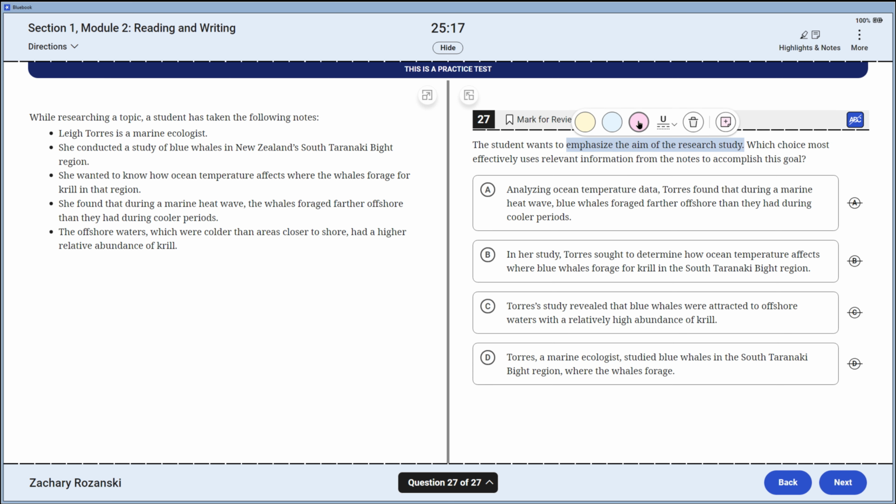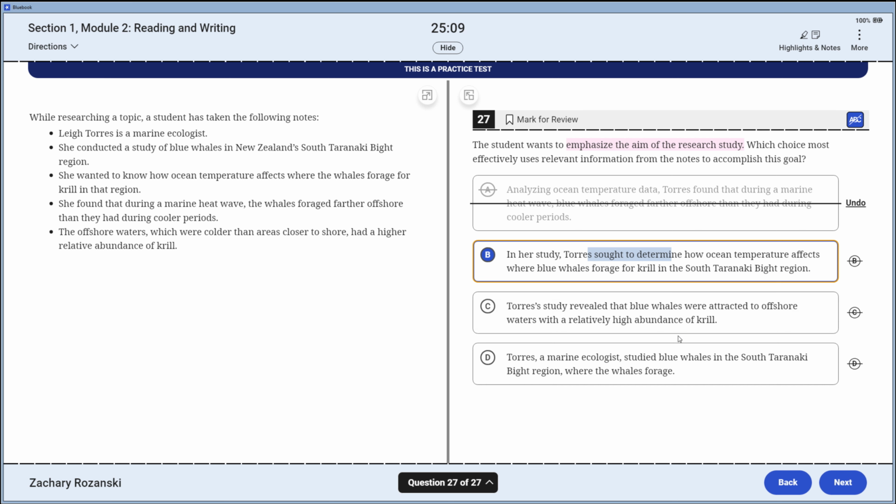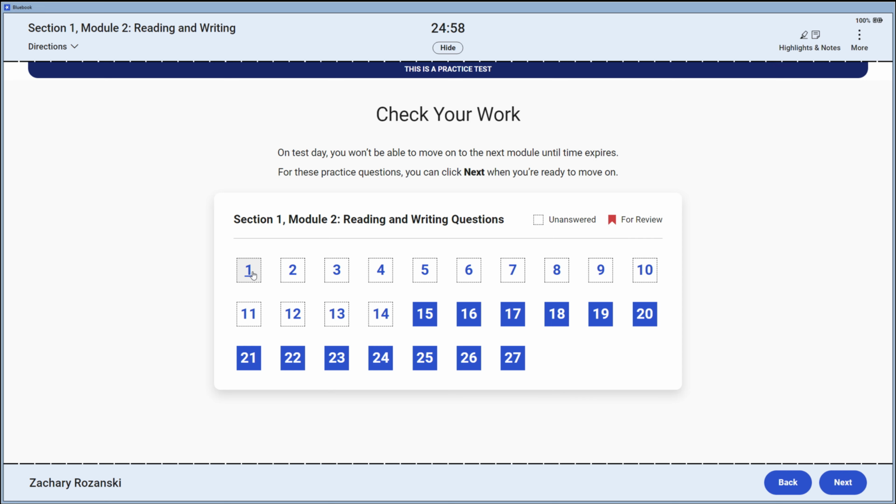Emphasize the aim of the research study. This is a result found. Get out of my face. Or sought to determine. That is some beautiful research aim language. The tourist study revealed that blue whales were attracted to offshore waters. No, that seems to be an example or the results studied. This seems maybe methodology. That all falls. Nothing gave me the aims.